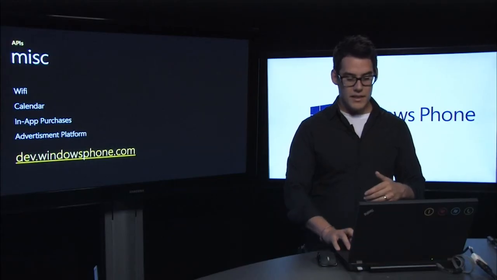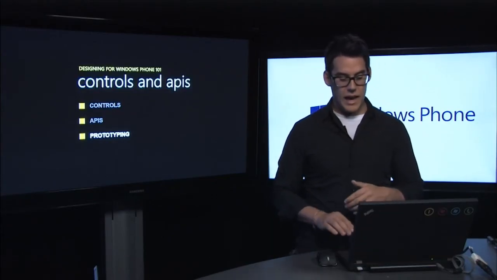A couple of other miscellaneous APIs are the Wi-Fi. We've got calendar APIs, in-app purchases, and a whole advertisement platform. These can be found on developer.windowsphone.com. And this brings us to the end of the APIs section.